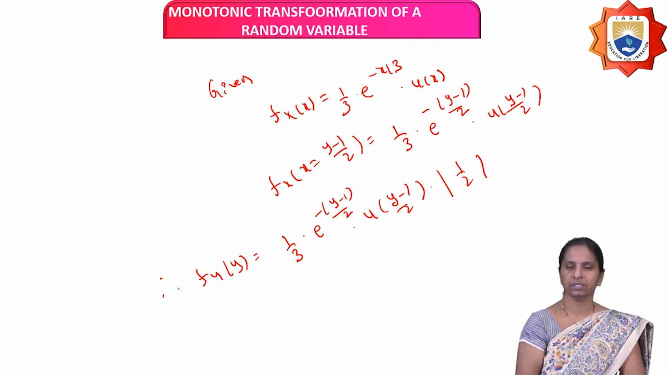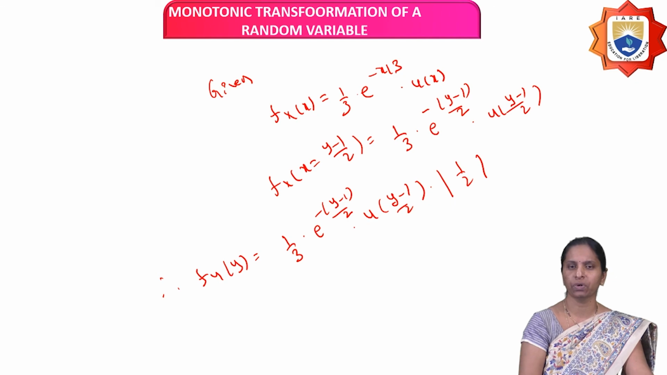Therefore, in today's lecture, we have seen the transformation of a random variable. After that, we have seen the two types of transformation: monotonic and non-monotonic. Again, in the monotonic, you have seen monotonically increasing and monotonically decreasing. And then we have derived the density function of a monotonically transformed random variable. And then we have solved some problems on the topic of monotonic transformation.